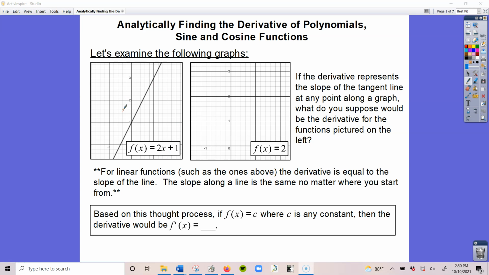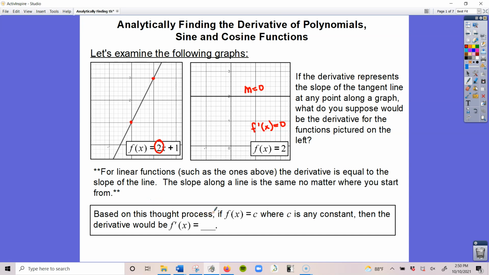If you look at this linear function, the slope of this line, whether you look at the graph or at the equation, is 2. See, if I choose this point and this point, it would go up 2, right 1. Or if you look at the equation, the slope of the line is 2. For a constant such as this, the slope is 0. Therefore, the derivative of f of x is equal to 2 would be 0.